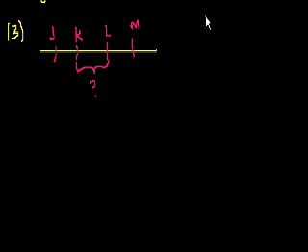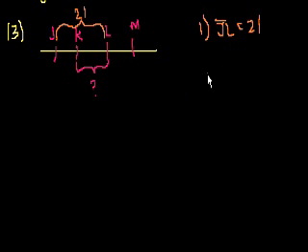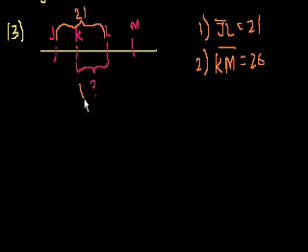So statement 1, they tell us the road distance from exit J to L is 21. So we could just write that in. So line segment JL is equal to 21. So that tells us that this distance right here is 21. Well, that by itself, because we don't know where K is within that 21 miles, doesn't help us. Let's see if statement 2 helps figure out things. The road distance from K to M is 26. K to M is equal to 26. So this distance is equal to 26.